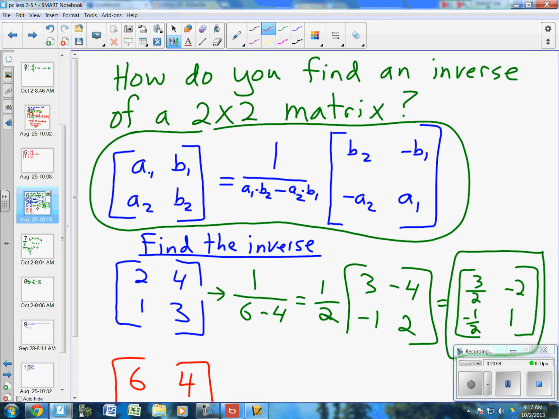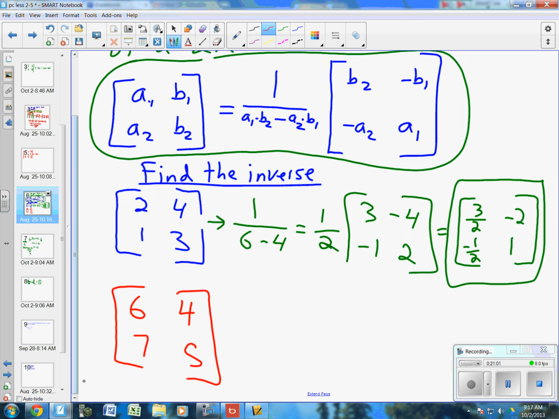Your answer on this problem, okay, well, I'll just kind of do it real fast. 6 times 5 is 30, and 4 times 7 is 28. 30 minus 28 is 2, so it's 1 over 2. My determinant was 2, right? Okay, I'm going to times that. I got to switch the 6 and the 5. So the 5 goes up here, the 6 down here. I don't switch the 7 and 4. Some of you guys switch the 7 and 4. You don't switch them, you just make them negative, the opposite. So negative 4 and negative 7, right? And then you just times the 1/2 by them.